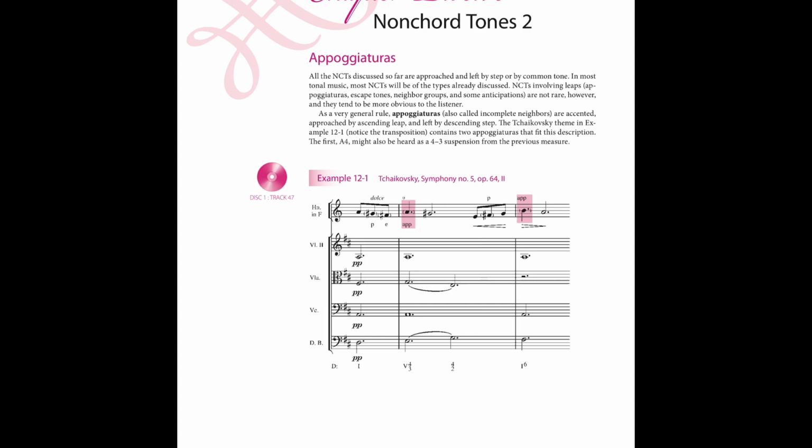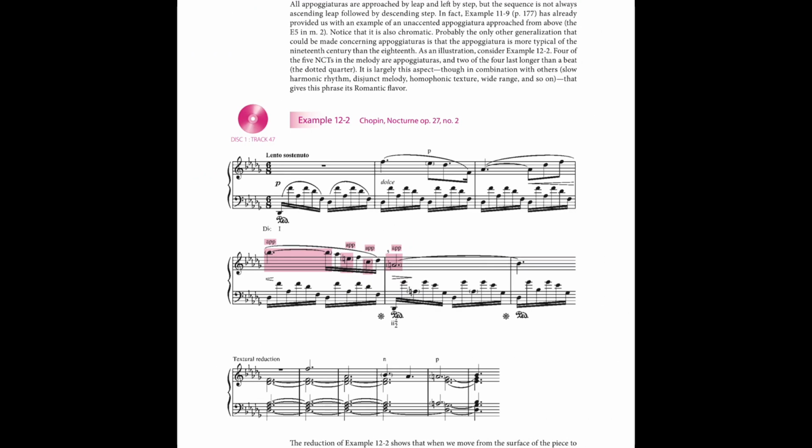Incomplete neighbors are called appoggiaturas. It's also approached by a leap, and I think that's a good rational explanation right here for appoggiaturas. The next one is solid examples.